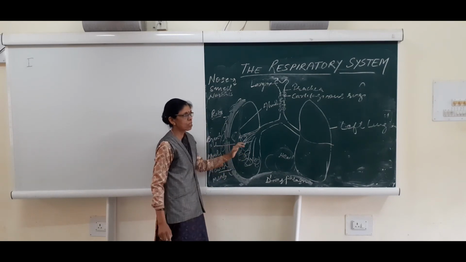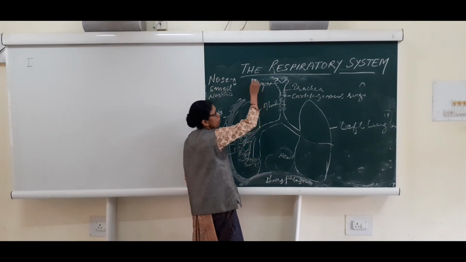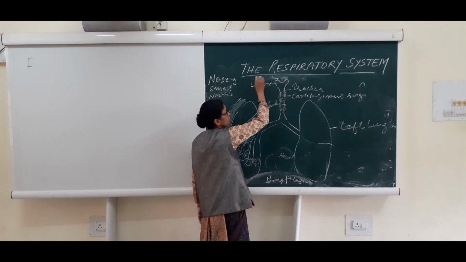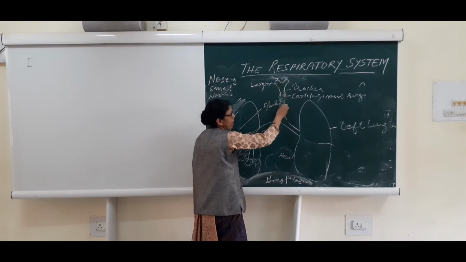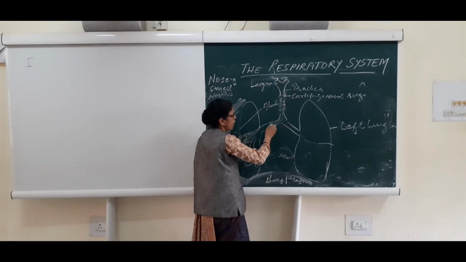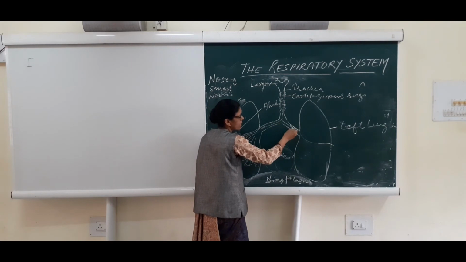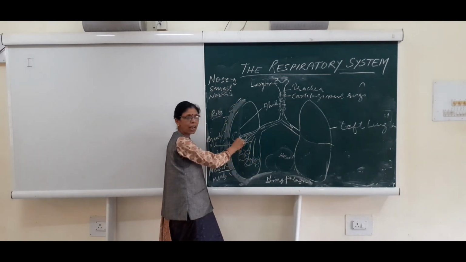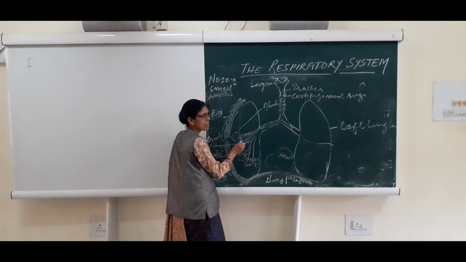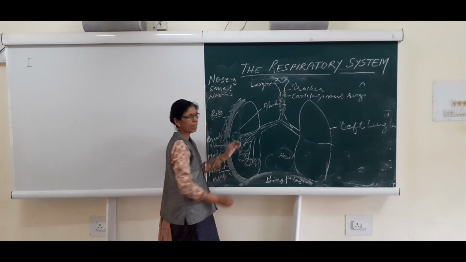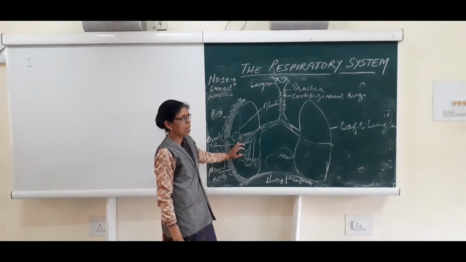How does this process take place? Air from outside rushes in through the nose and the mouth. It comes to larynx. Then it reaches the trachea. From trachea, it goes to the respective side, left lung and right lung. Over here, alveoli are present. These alveoli are filled with oxygen.